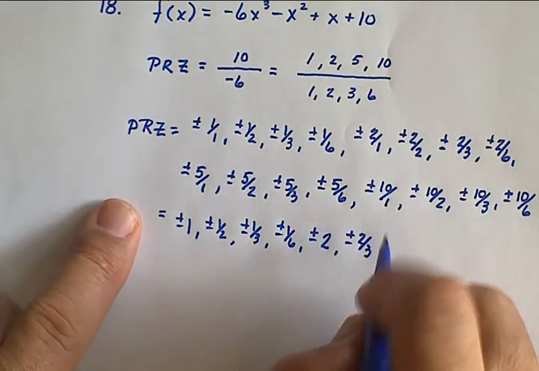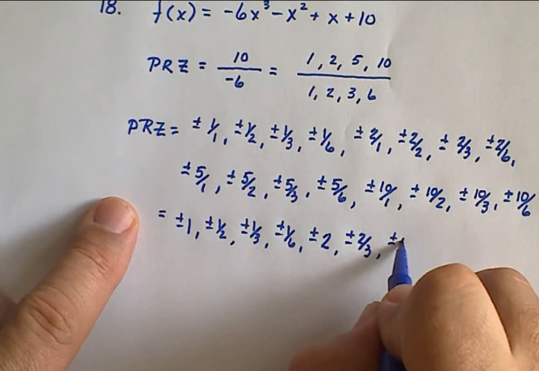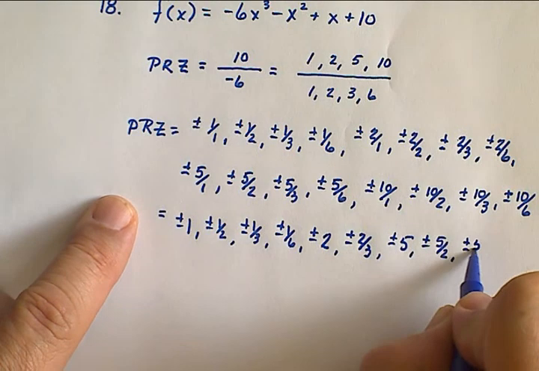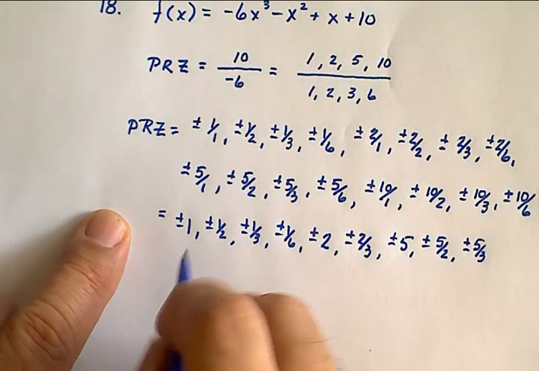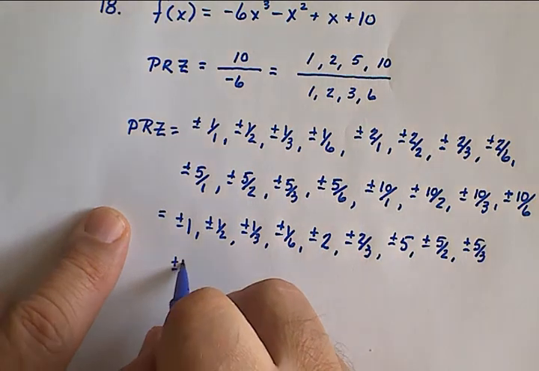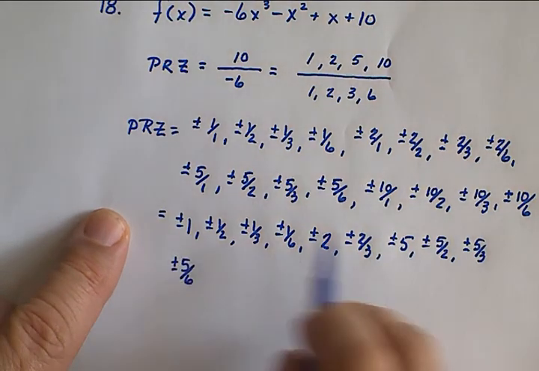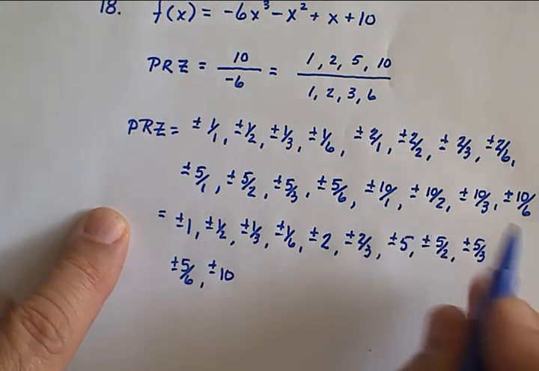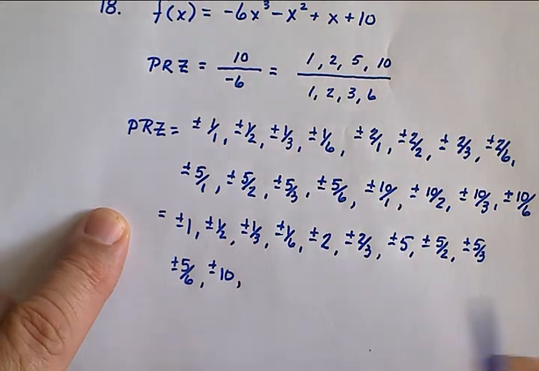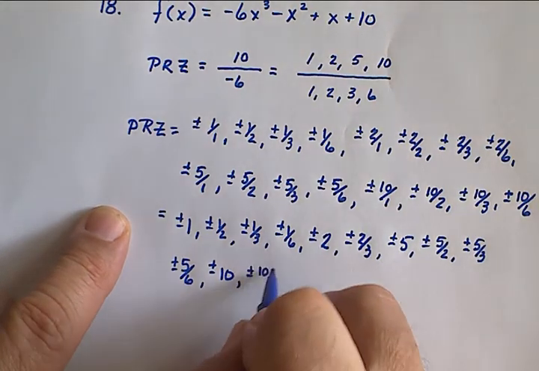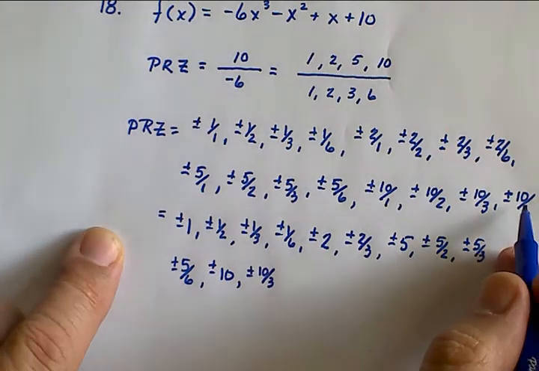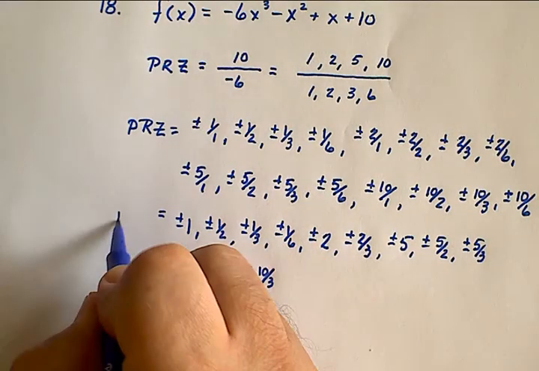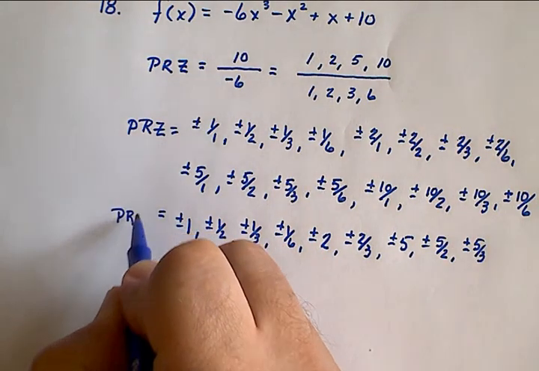Plus or minus 5, plus or minus 5 over 2, plus or minus 5 over 3, plus or minus 5 over 6, plus or minus 10. 10 over 2 is 5. And then it looks like 10/3, because 10 over 6 is back to 5 over 3, already got it. So this is my final list of possibilities.